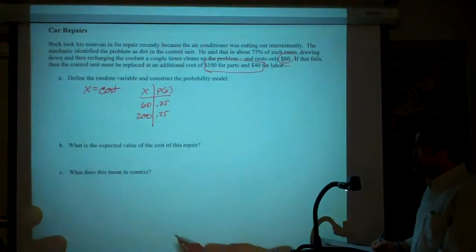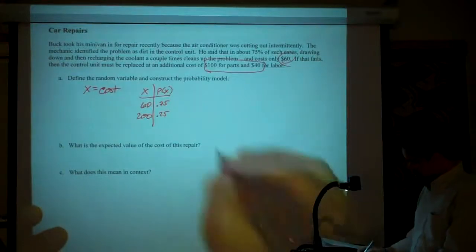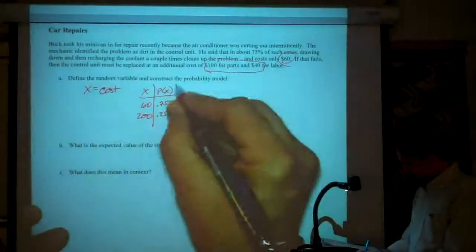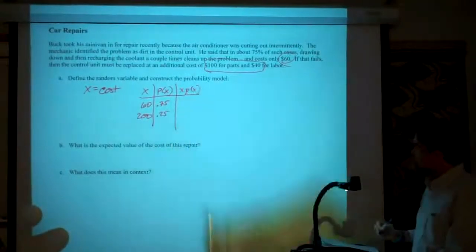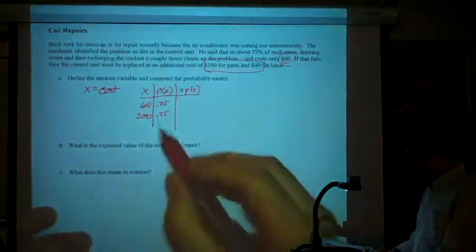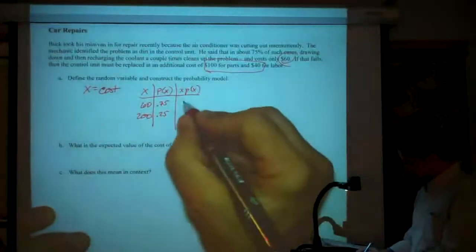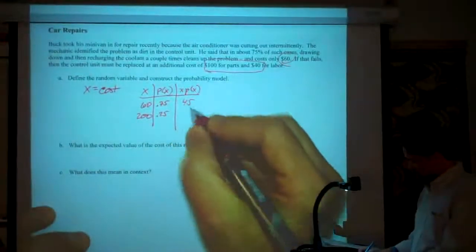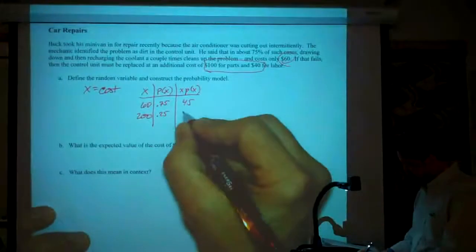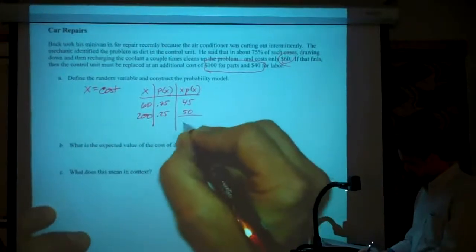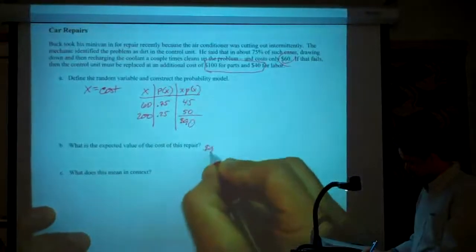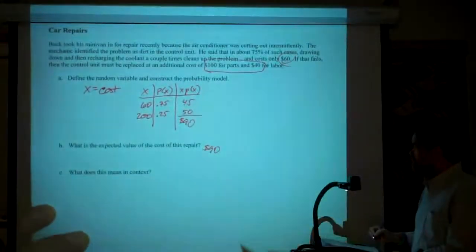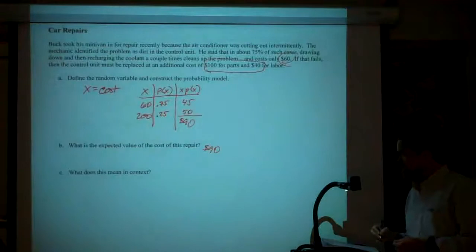So what is the expected value of the cost of the repair? Well, let's do the same thing we did last time. Let's create a column that says x times the probability of x. And 60 times 0.75 gets me 45. And 200 times 0.25 gets me 50. And when we add those up, I get $90. So what that means is the expected value of the cost of this repair is 90 bucks.